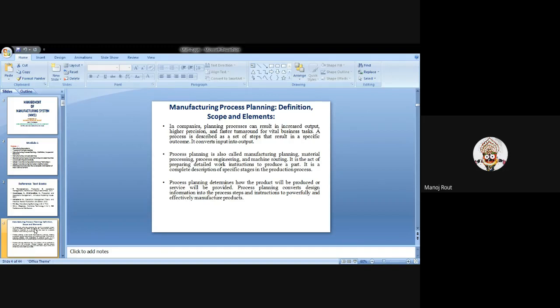The next point is that manufacturing process planning determines how the product will be produced or service will be provided. The process planning converts design information. As you know, in manufacturing, you must go through the design information regarding your product and the different process steps and instructions to effectively manufacture the particular product in a manufacturing environment. Going to the next slide.